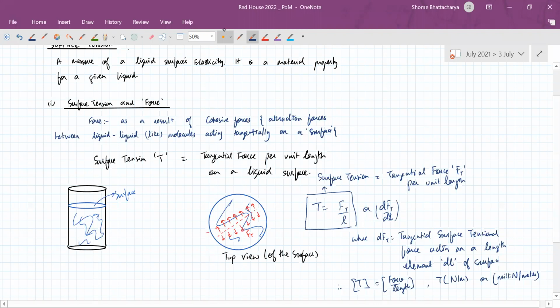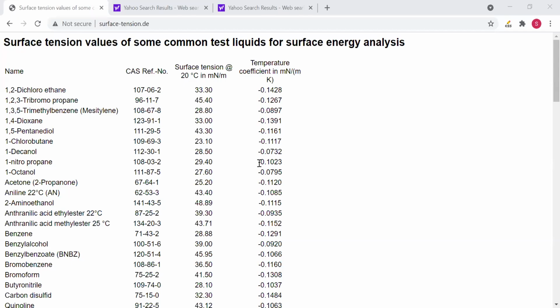Okay, so now to get an idea, let's look at the values of some standard surface tensions. You don't have to memorize these values or anything, but for example, you can see benzene, it has a surface tension of this much at 20 degrees C. Don't worry about the temperature coefficient. It tells you how the surface tension changes with change in temperature. Okay. So generally very small amount of change in surface tension, but it's in millinewtons per meter.